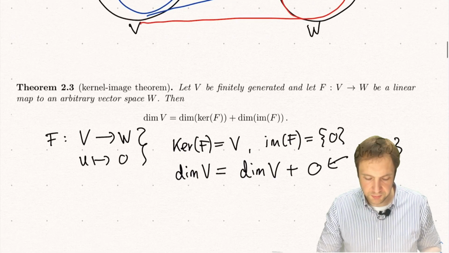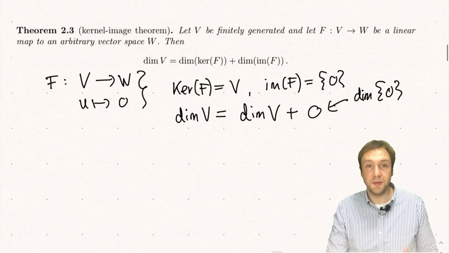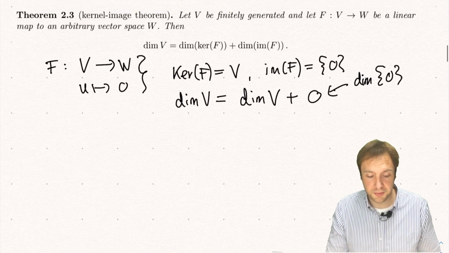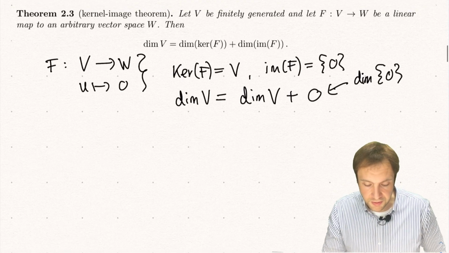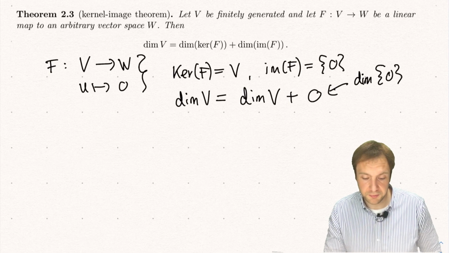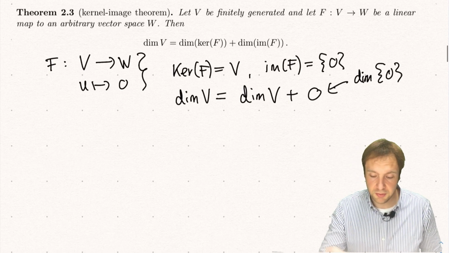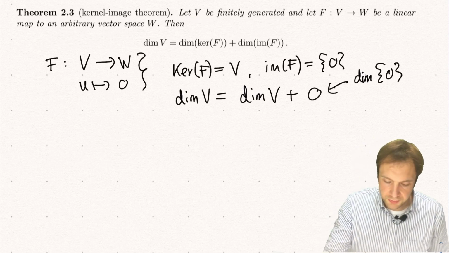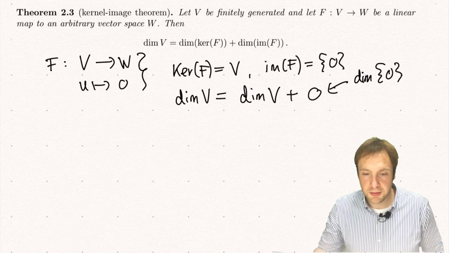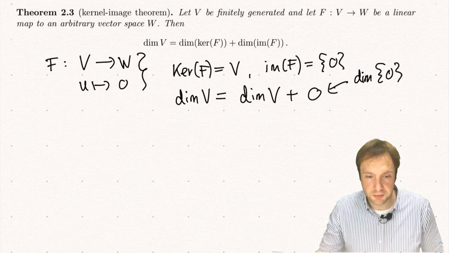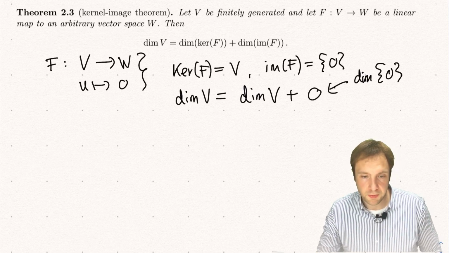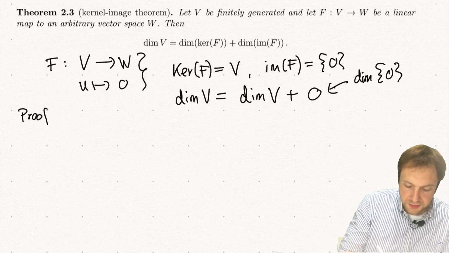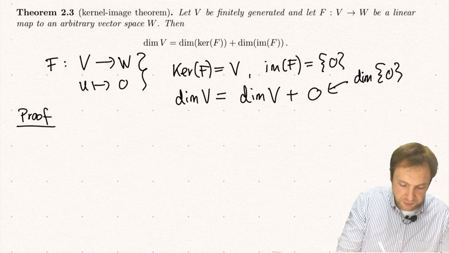So this would be one extreme case, and the other extreme case would be that the kernel is actually just 0, which means, as we will see later, that the map is injective, and then the image of this map has the same dimension as the space V. So let me sketch the proof idea of this. Proof sketch, and you can find details in the handwritten lecture notes.